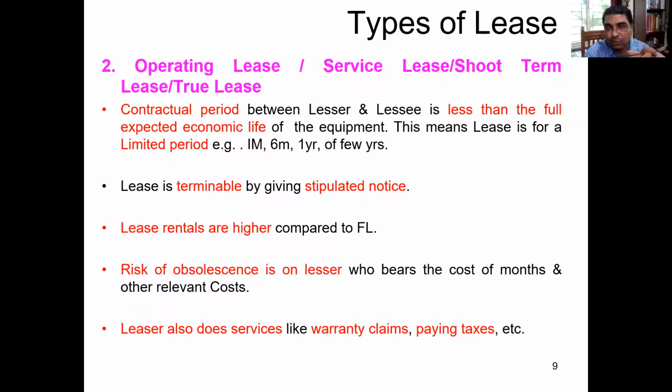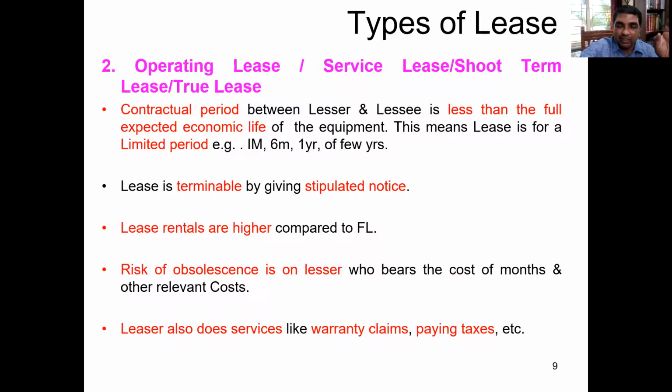Lessors take the risk of obsolescence. That means if the asset becomes obsolete, the lessor has to face the consequence. Right? He has to bear the relevant cost. Maintenance is also with the lessor, not with the lessee. In a finance lease, it is with the lessee. But in an operating lease, it is with the lessor. The lessor also maintains it, makes warranty claims, pays taxes, etc. So these are the responsibilities in an operating lease.